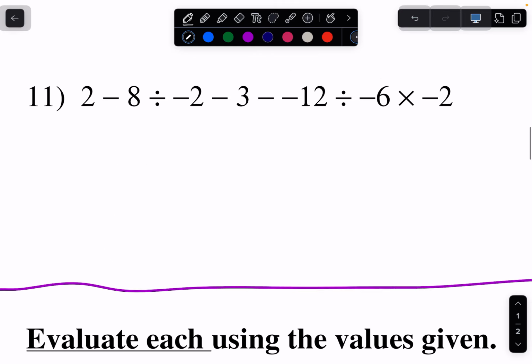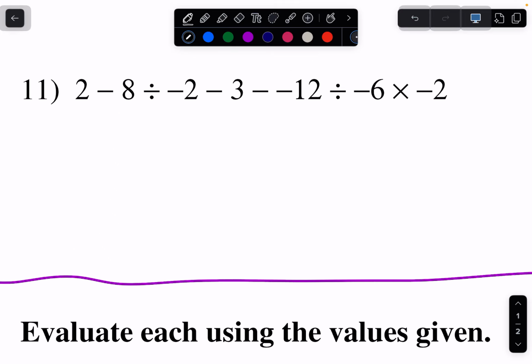Okay, now let's look at 11. 11 has lots of weird pieces and parts to it, okay? I don't like this, where they're showing that we are subtracting. Oh, that was interesting. We were subtracting a negative. I don't like that. So I would say right at that spot, let's immediately make that a positive.